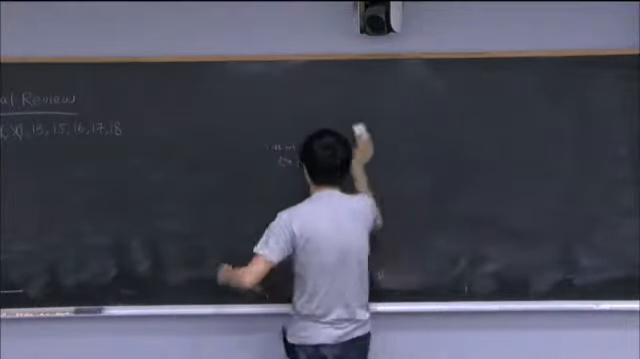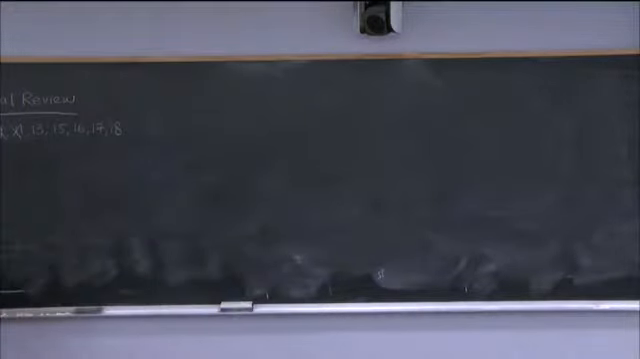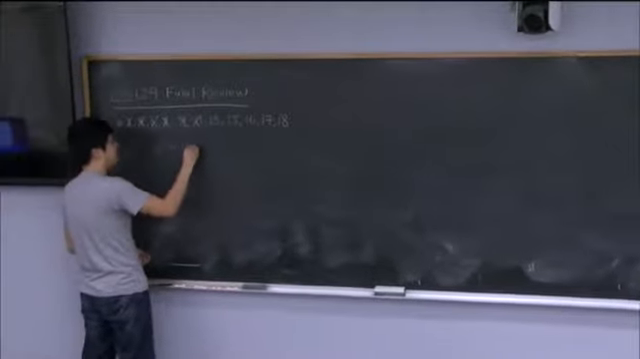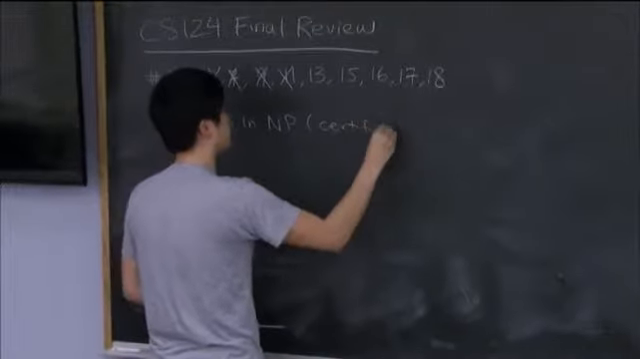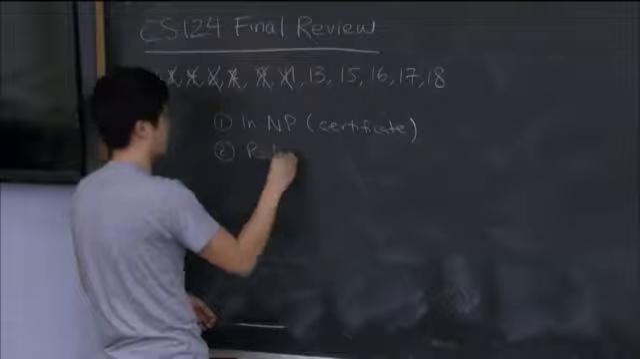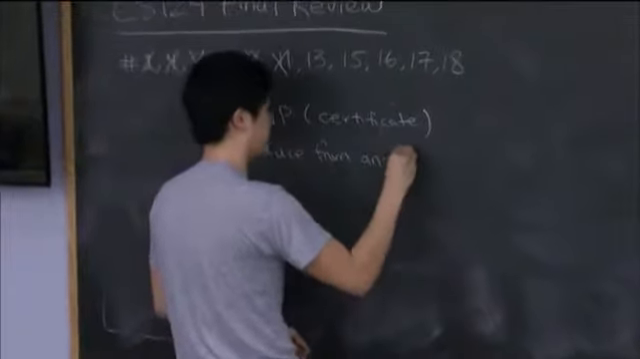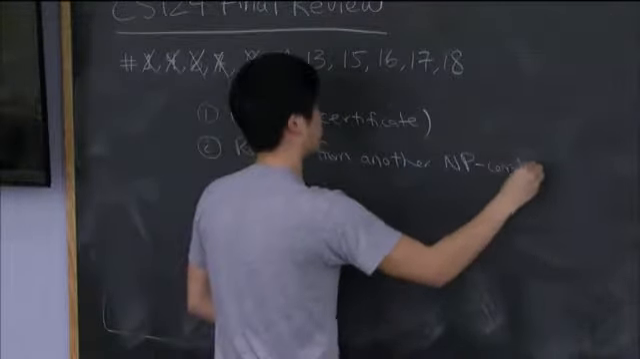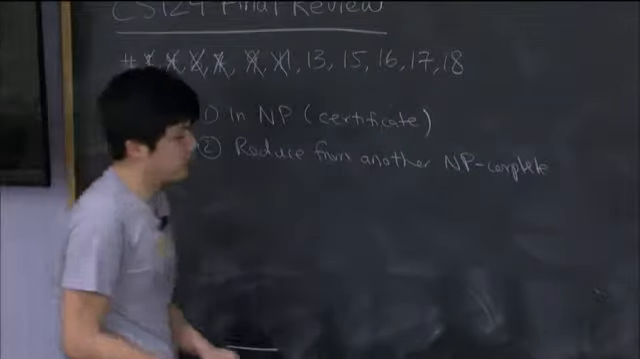We have to show that it is in NP, and that some other problem that is NP complete reduces to it, right? So in NP means there exists a short certificate, and 2 is reduced from another NP complete problem. Okay. So let's look at the first one.